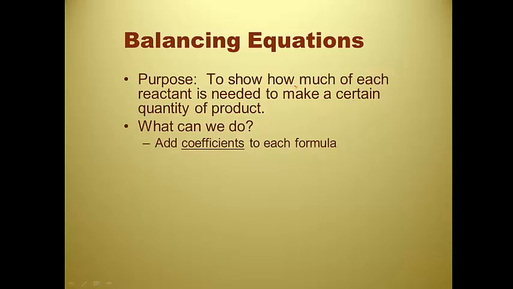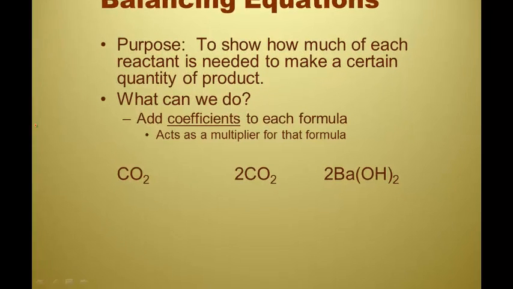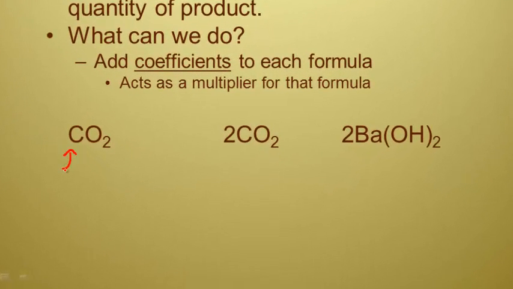A chemical reaction is very similar. What can we do to make sure that this is balanced out? Well, we can add coefficients like I've just talked about in the previous slide, and these coefficients wind up acting as a multiplier. So if I was trying to figure out how many carbons I've got, it looks like I've got 1 carbon here and 2 oxygens here. Here I've got 2 carbons and 4 oxygens.